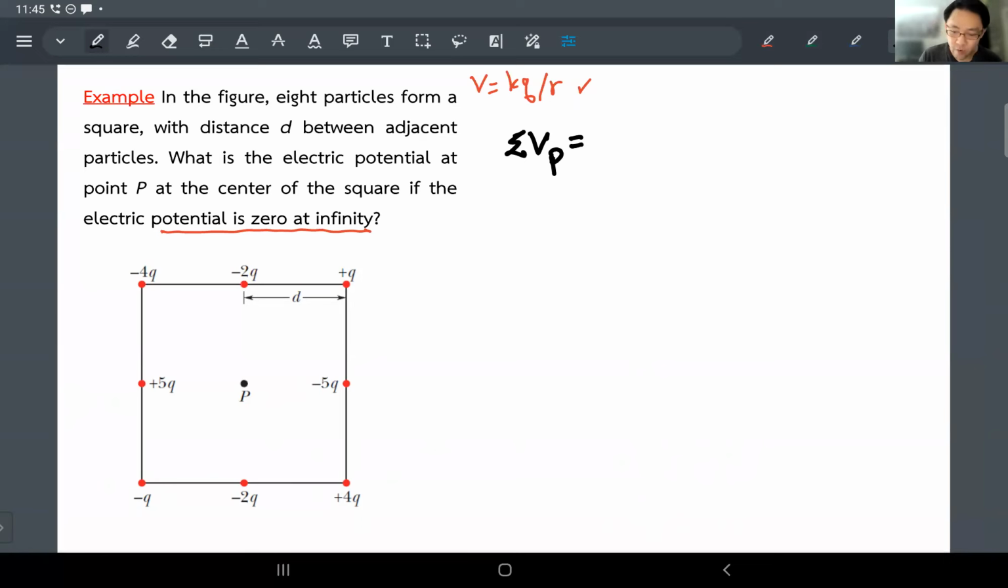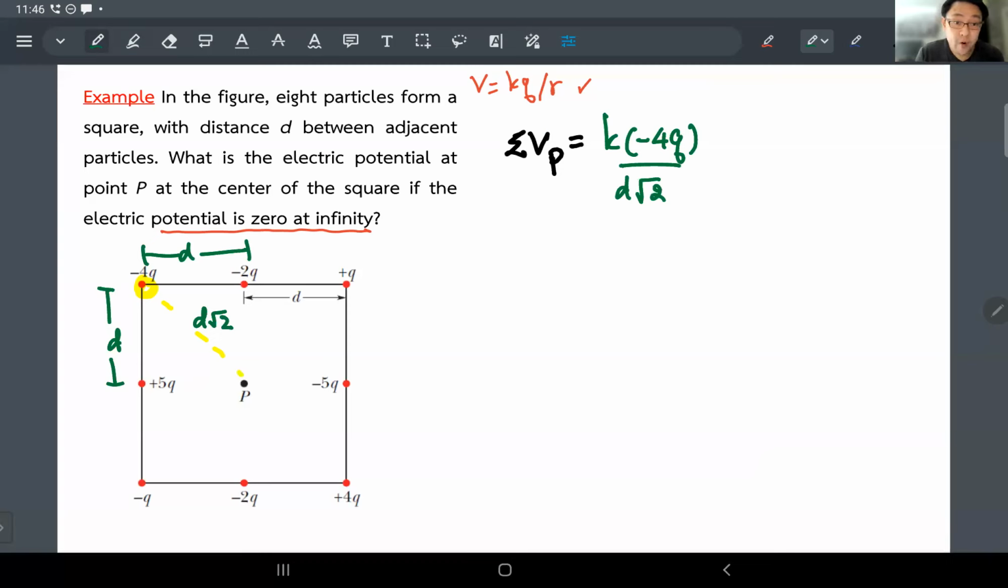Let's start from the upper left corner. Here we go. Okay, so the distance from that to point P. What you are getting is going to be k, the charge that gives you a potential, minus 4q divided by, this is going to be the diagonal direction here. It's going to be d root 2. You guys with me? Because this is d, this is d. So the distance there is going to be d root 2. Done. No need to square or anything. That's the formula for that.